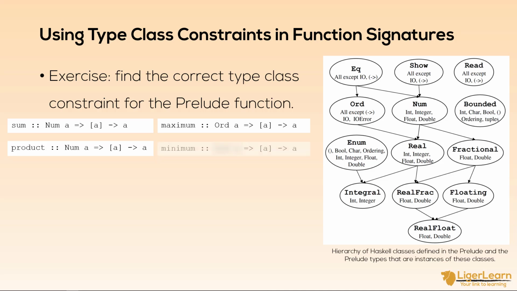And finally, we have the minimum function. What should its type class constraint be? Just like for maximum, its constraint is Ord.